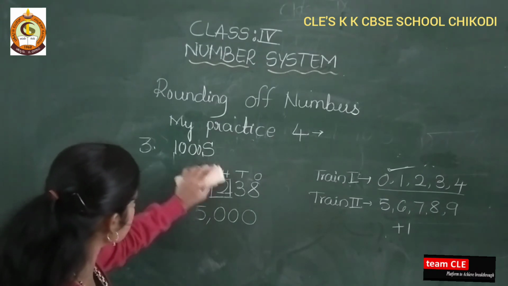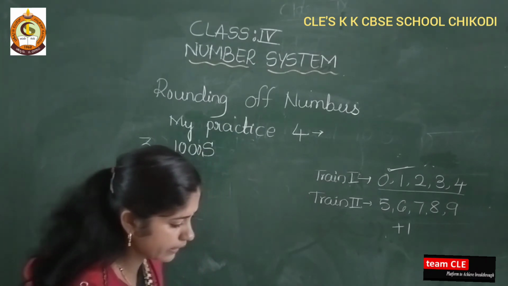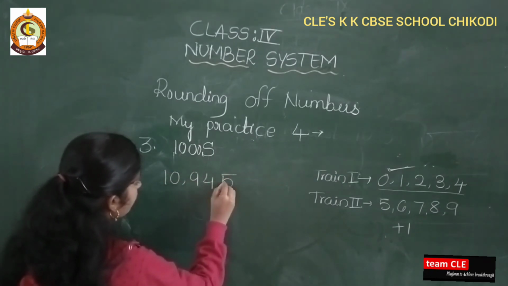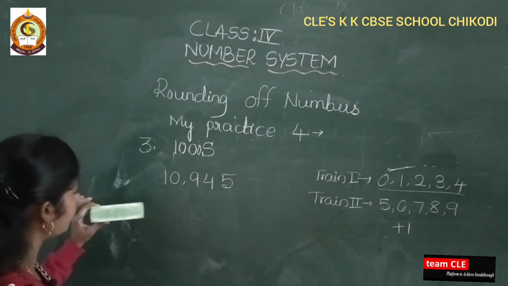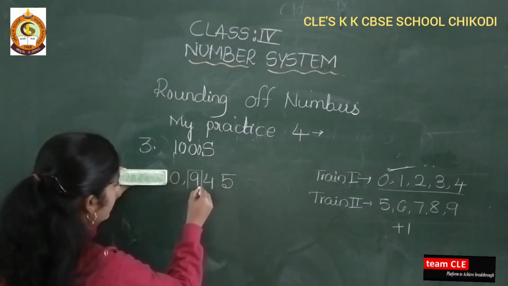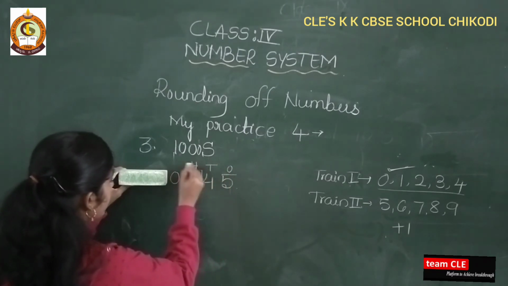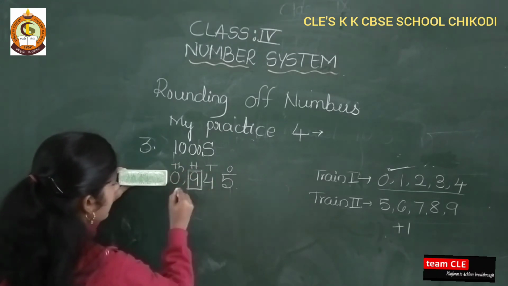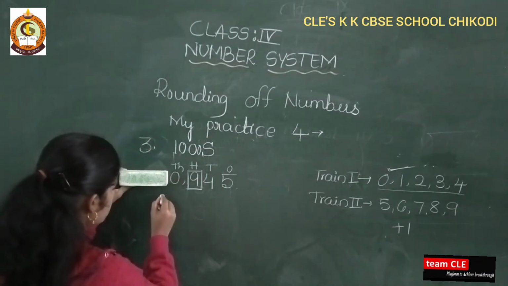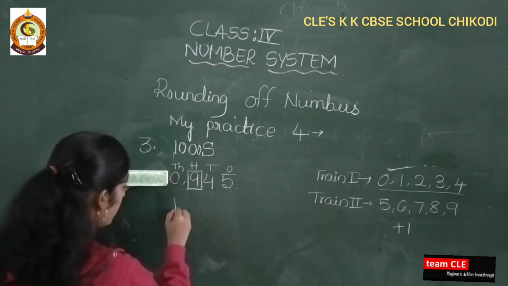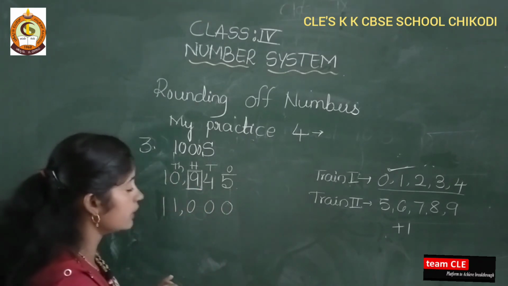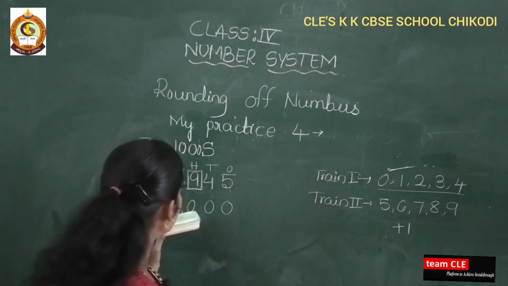Let us take one more example from your my practice time 1, and I will take here 10,945. So I will take here directly the 1000 place. So you need to see here ones, tens, hundreds, thousand. So here see what is there in the 100 place. 9 is there. So tray number 2, you need to add 1 in the 1000 place. 1 becomes 1, 0, 0, 0, and don't forget to write this. So 11,000 is the nearest round off number of 10,945.